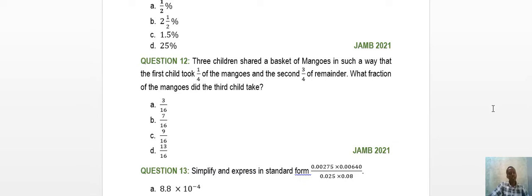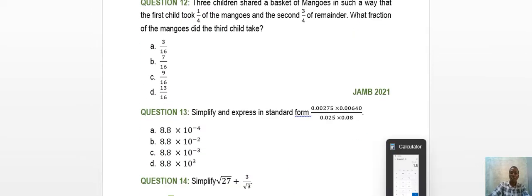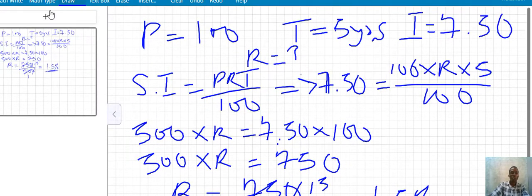Now, the first thing you need to do is to understand the question properly. And once you are able to understand the question properly, then you can solve them. Now, 3 children share a basket of mango. So let y be the basket of mango. Let's go straight to our board and then we'll form a new board.